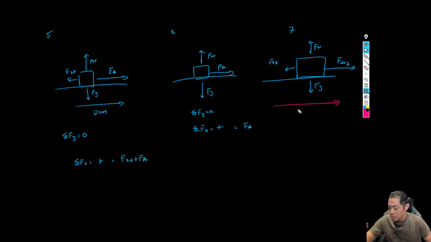Friction is either the opposite of force applied, in this case there's 2 of them, or the opposite of direction of motion. In this case, direction of motion is that way, so that means friction is going to be this way, force of kinetic friction. Okay, so sum of all forces, in this case in the y, is still 0. Sum of all forces in the x, let me just make sure.